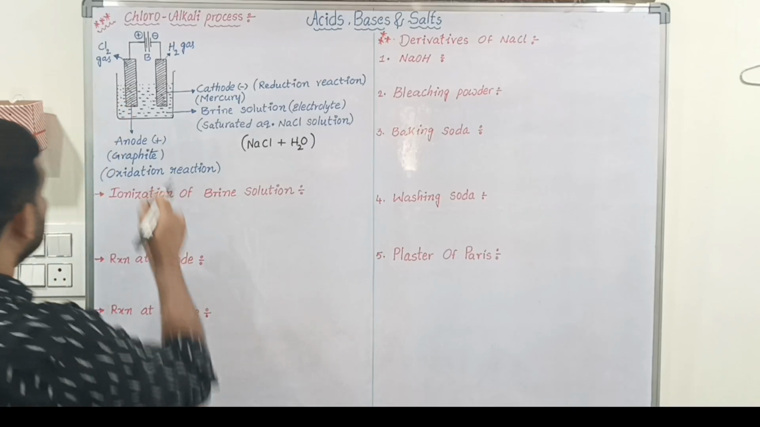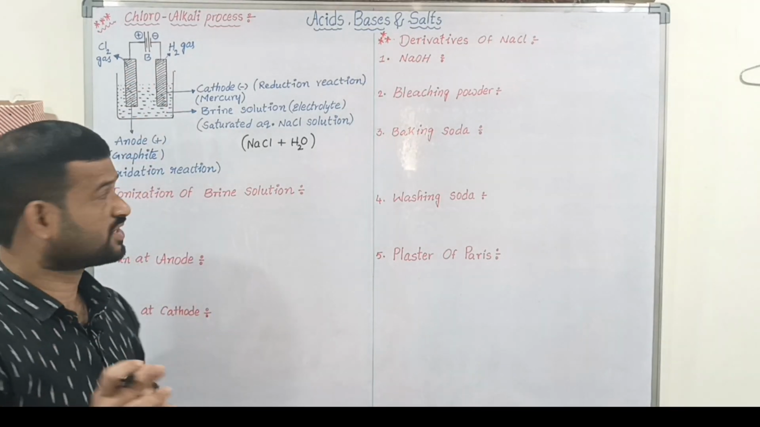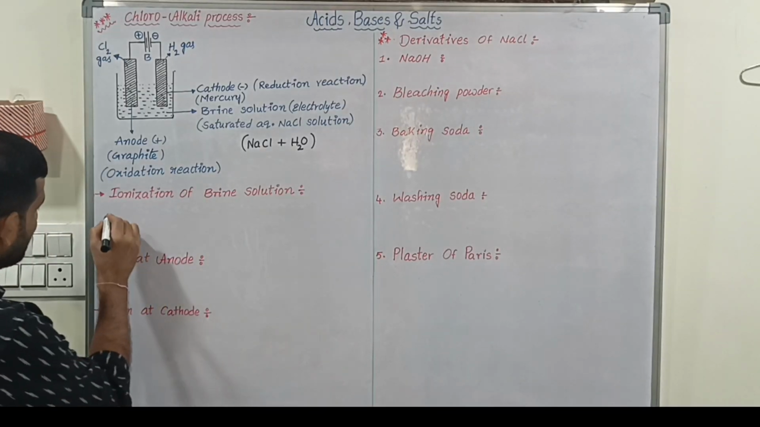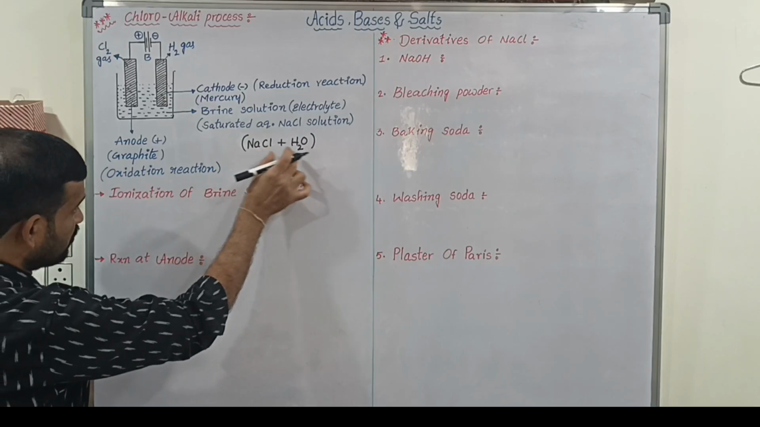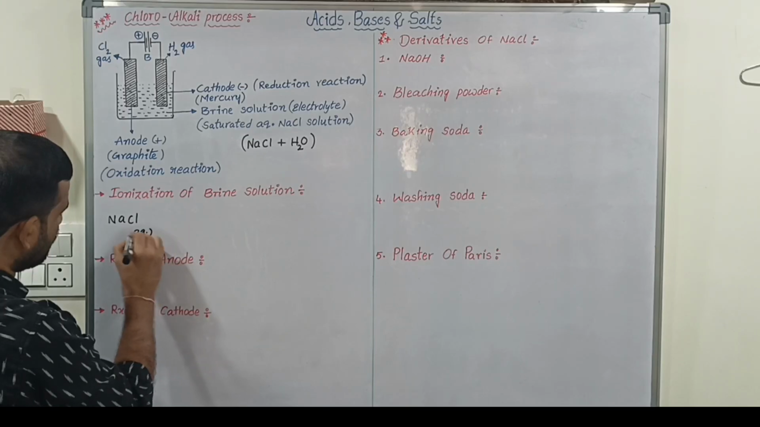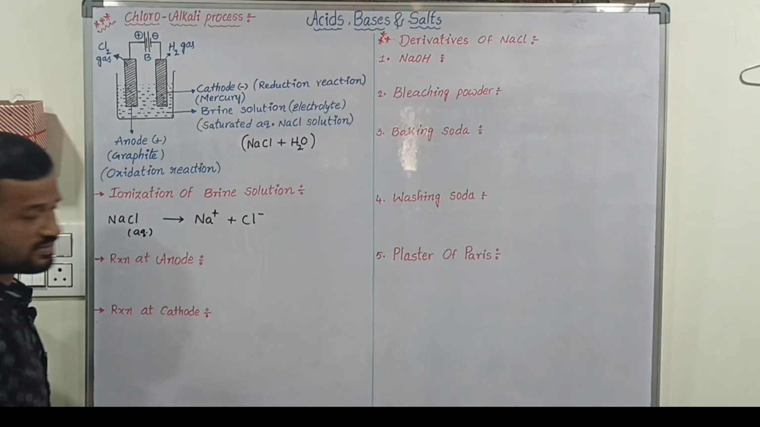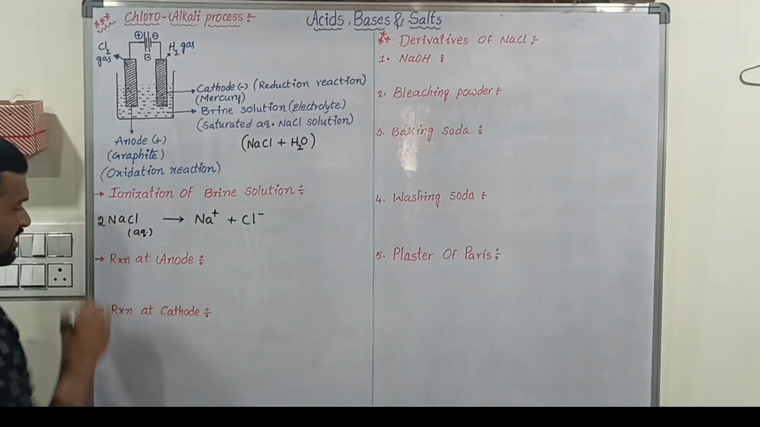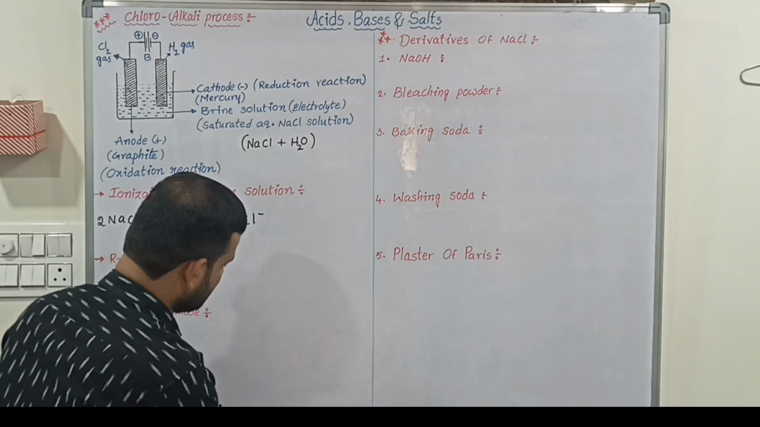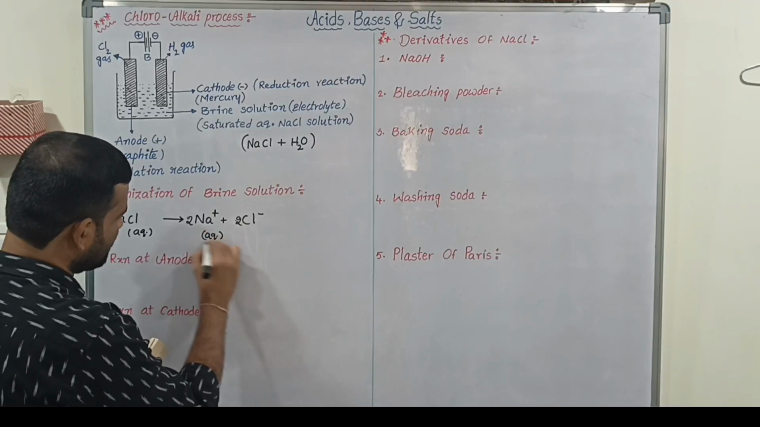Okay, so now whenever we switch on the battery, current will be passed into the electrolytic solution. That electrolytic solution is nothing but brine solution. Then what will happen? Since brine solution is made up of sodium chloride and water, the aqueous sodium chloride is ionized into Na+ and Cl-. So let us take 2 moles of sodium chloride, then 2 moles of Na+ and 2 moles of Cl- ions are formed. These are aqueous.